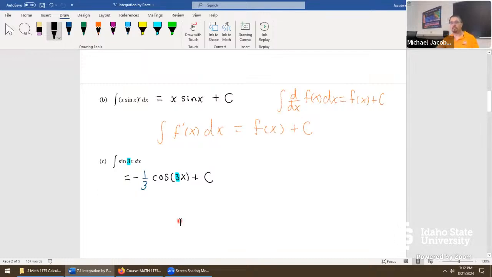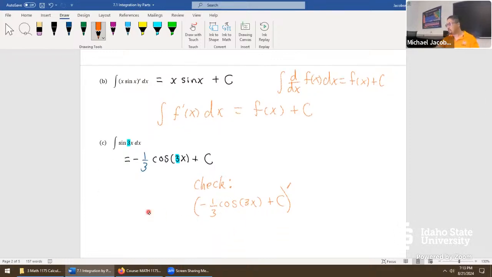Let's check this one out just for the fun of it. So here's the check. We would take our whole answer, negative 1/3 cosine 3x plus a constant and differentiate it. If you left out the constant, it's okay because it's a constant. It'll go to 0 upon differentiation anyways. So sometimes people focus just on that for the check. But now we're reviewing derivatives.